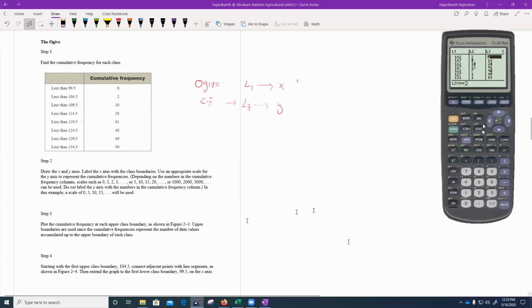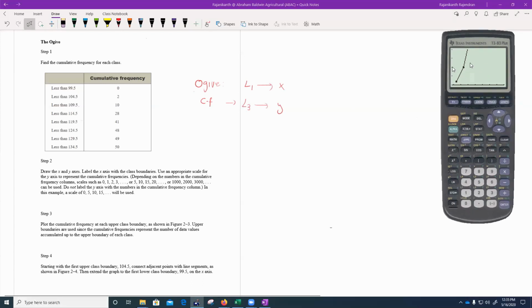So let's go to the step plot again. Again, go to Plot 1, and I'm going to do the cumulative ogive now. So I'm going to use again the second type. Choose the second type, and now you have to move to X list, which is L1. Fine, my Y list is now not L2, it is L3 now, so I need to change that to L3. Okay, so that's it.